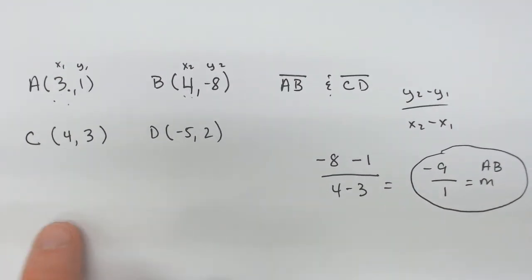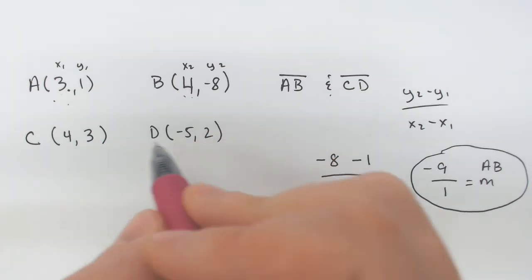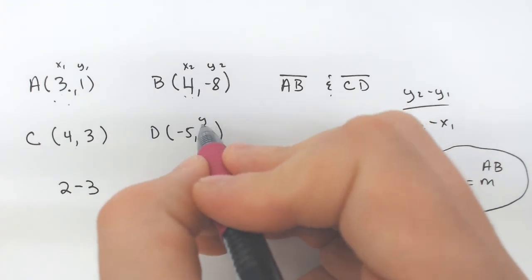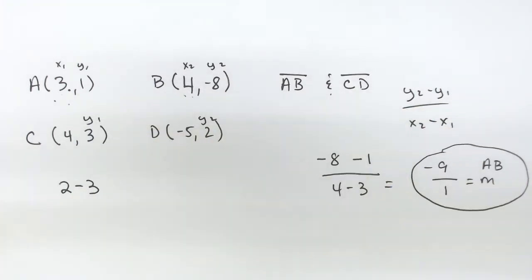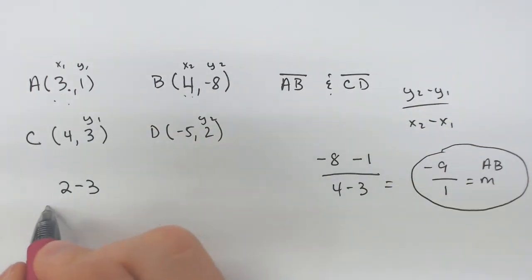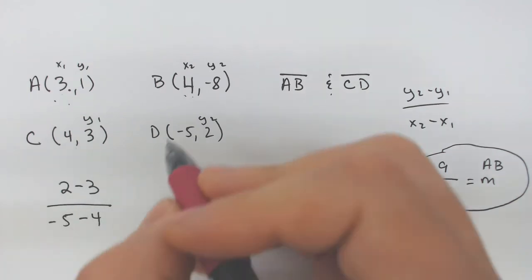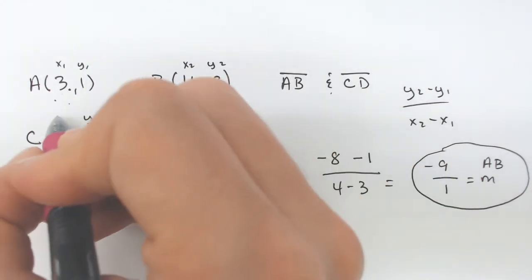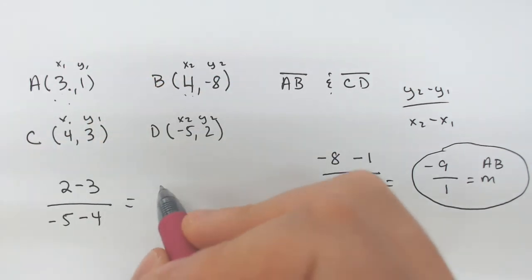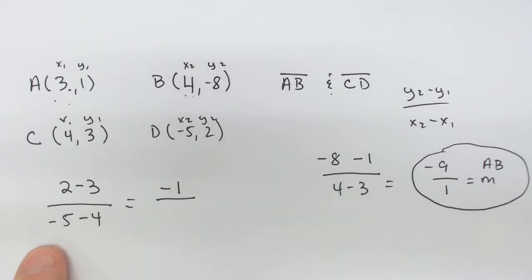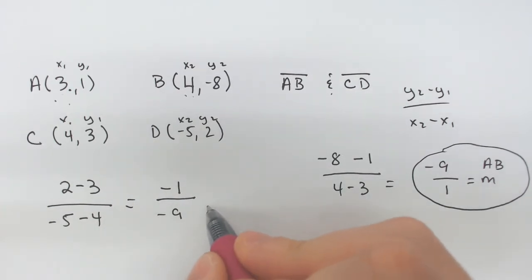But we also have to find the slope of CD. So that would be 2 minus 3 from the y2 minus that first y value over negative 5 minus 4 for the x2 minus x1. And when we do that, we end up with negative 1. 2 minus 3 is negative 1. And negative 5 minus 4 is negative 9.